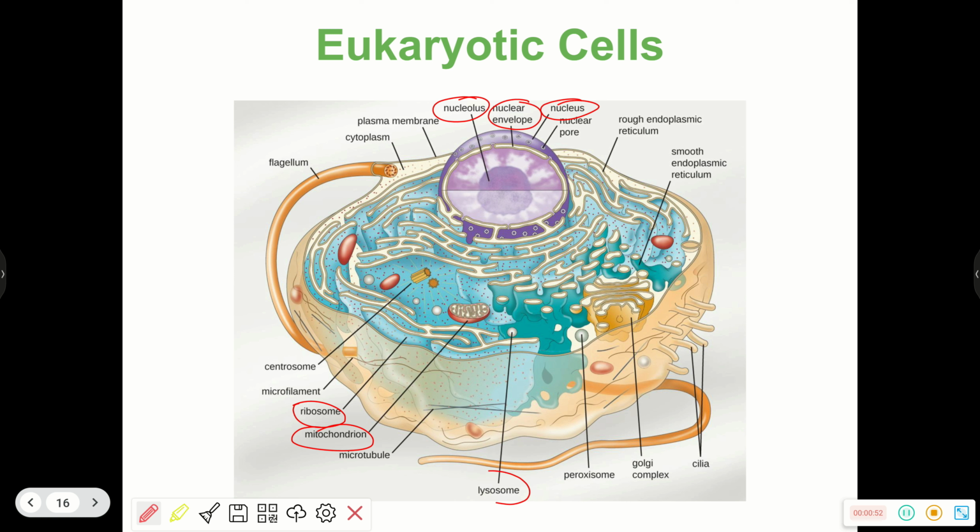Every single thing has a very specific role: peroxisome, lysosome, the Golgi complex. They all have very specific roles in what they do. The centrosomes, the flagellum helps move the cell if it needs it. But again, you have your cytoplasm and you have your plasma membrane.